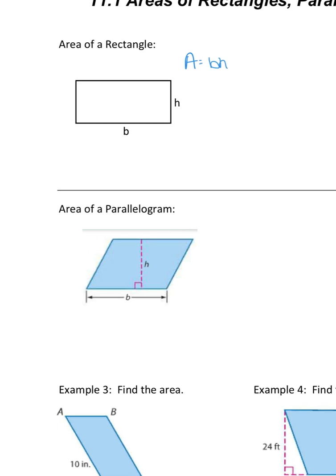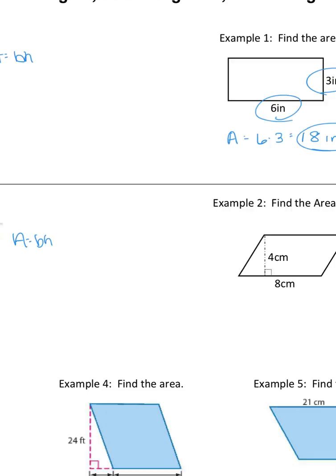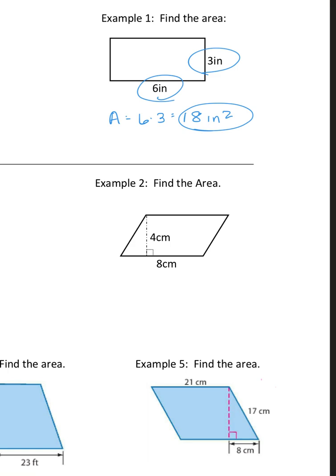Parallelograms are the same basic idea. So it's just a slanted rectangle, so it carries the same formula. It's still going to be base times height. So when I look at this example here, I know that I'm just going to take the base times the height. So area is 8 times 4, which is 32. This is in centimeters, and again, area has to be squared, so centimeters squared.